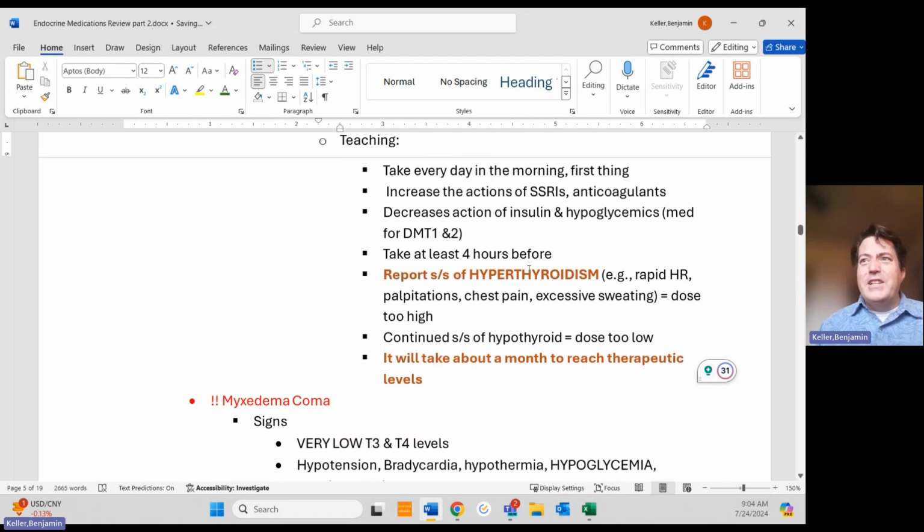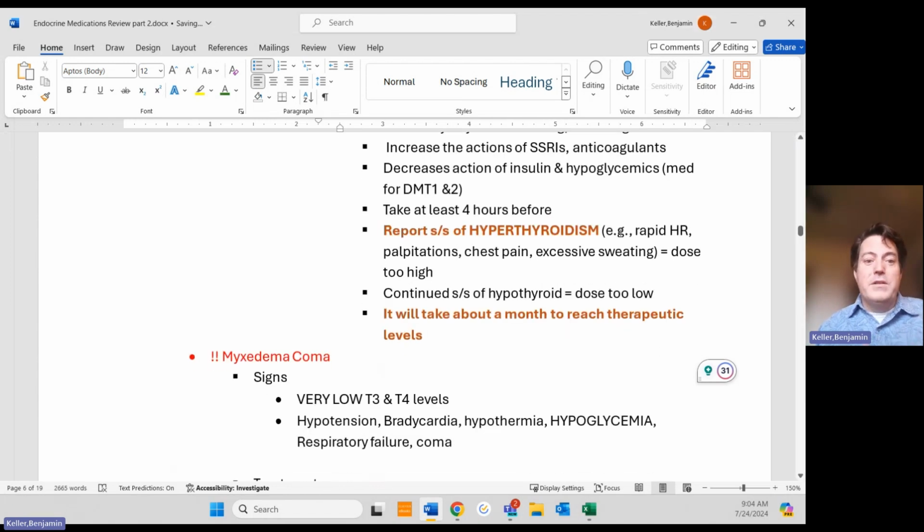It decreases the action of insulin and hypoglycemics for patients with diabetes mellitus type 1 and type 2. So that means we probably need to give them a little bit more insulin or a little bit more hypoglycemic medication. That makes sense because we're revving up the metabolism, and so their blood sugar is going to be a little bit higher. So we're going to need to try to drop it a little bit more, potentially.